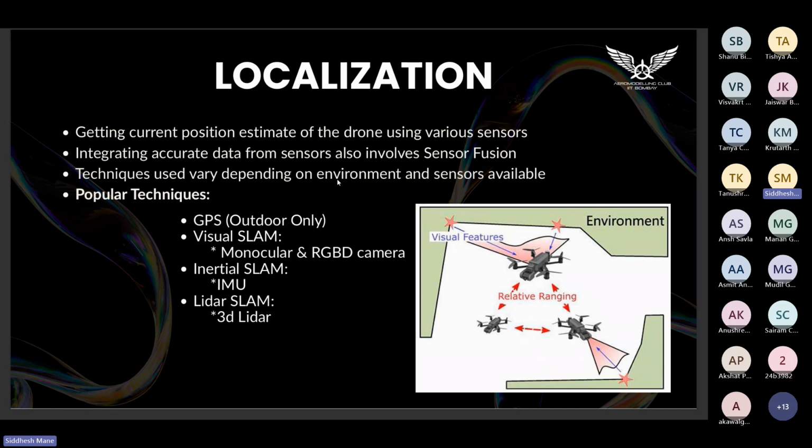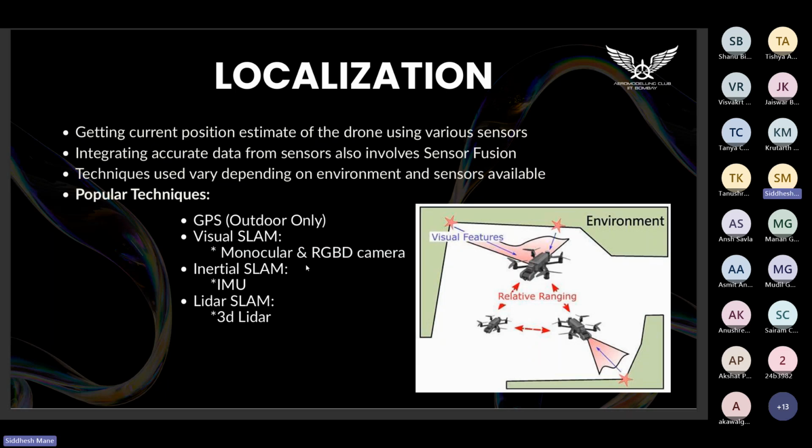Then inertial SLAM uses the IMU. In inertial SLAM, it tells the drone where it is heading. I already told about the IMU. The IMU basically measures angular velocity and acceleration, so it tells the drone where it is moving and at what speed. And the third one is LiDAR SLAM. It uses a LiDAR sensor present on your drone. It basically fires lasers in all directions, and then it calculates the distance from the obstacles.